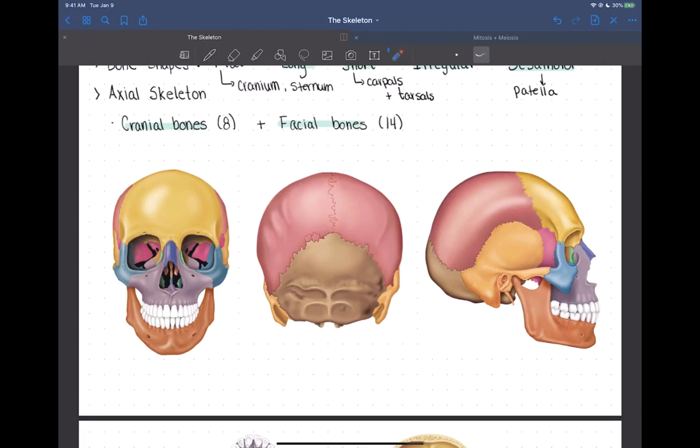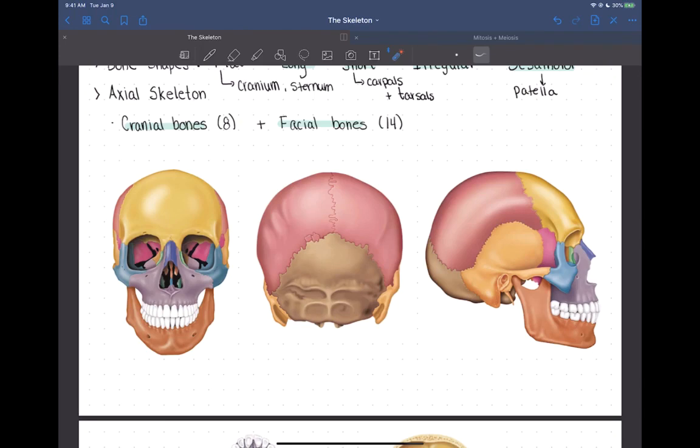Okay, but let's go through first and just talk about what the 8 cranial bones are and what the 14 facial bones are. And so on your chapter review notes, they're listed for you. All right, and so let's go through and kind of identify where each one is. So let's start with the cranial bones.